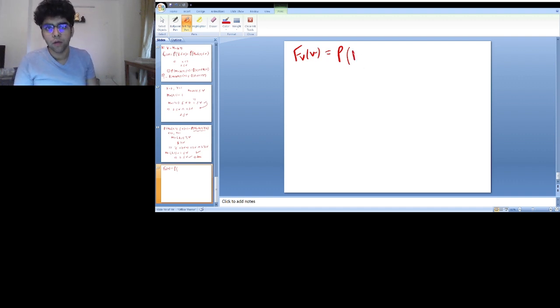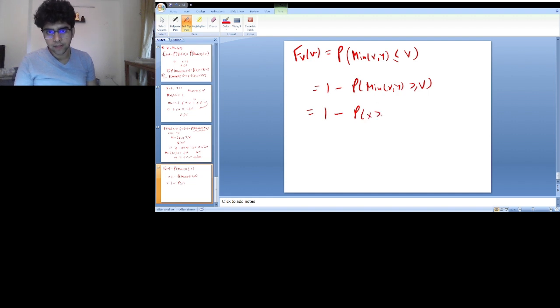So F of min of x comma y less than equal to v. We cannot generalize the statement, but we can generalize 1 minus P. So P of min x comma y less than equal to v is 1 minus P of min x comma y greater than equal to v. And now we can generalize the statement. This means that x is greater than equal to v, intersection y is greater than equal to v, which says that now these are independent RVs, x and y, so we can just separate them out.